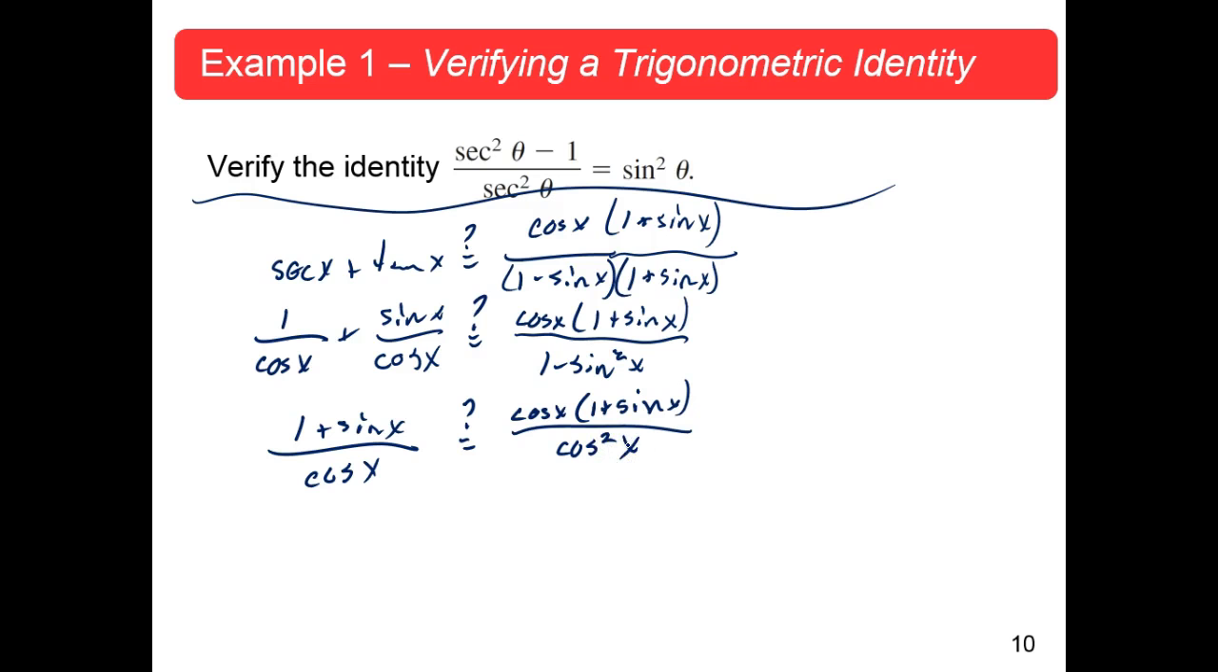And now look at what you can do. You can divide out this cosine with one of those, and guess what we got? We have the 1 plus sine x over cosine. Which is exactly the left-hand side. Yes. Okay. Got it. Make sense? All right.